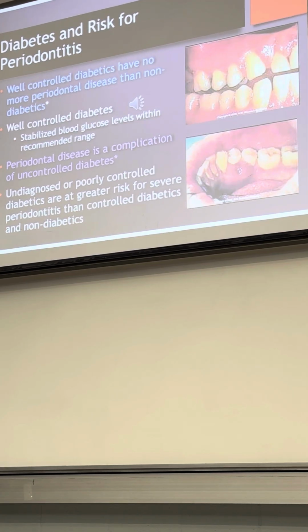Well-controlled diabetes means stabilized blood glucose levels within that recommended range. As long as we're keeping them there, then the body is good. Periodontal disease is a complication of uncontrolled diabetes. Undiagnosed or poorly controlled diabetics are at a greater risk for severe periodontitis, more so than controlled diabetics or non-diabetics.